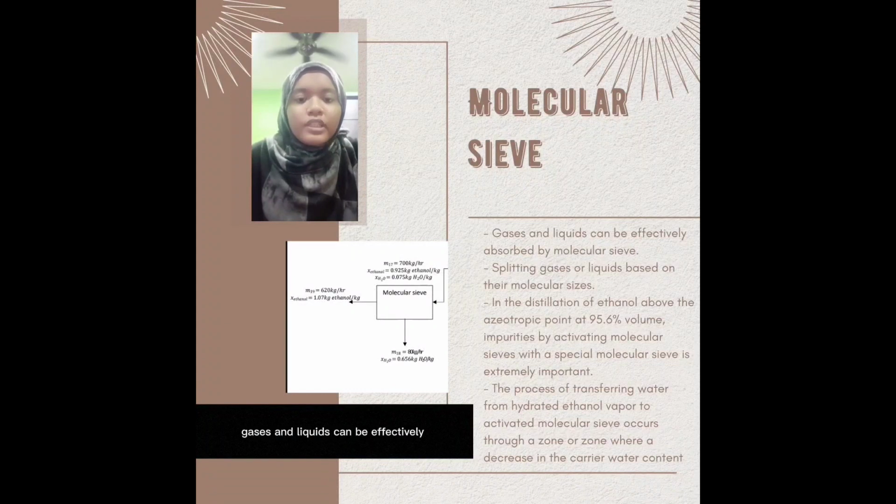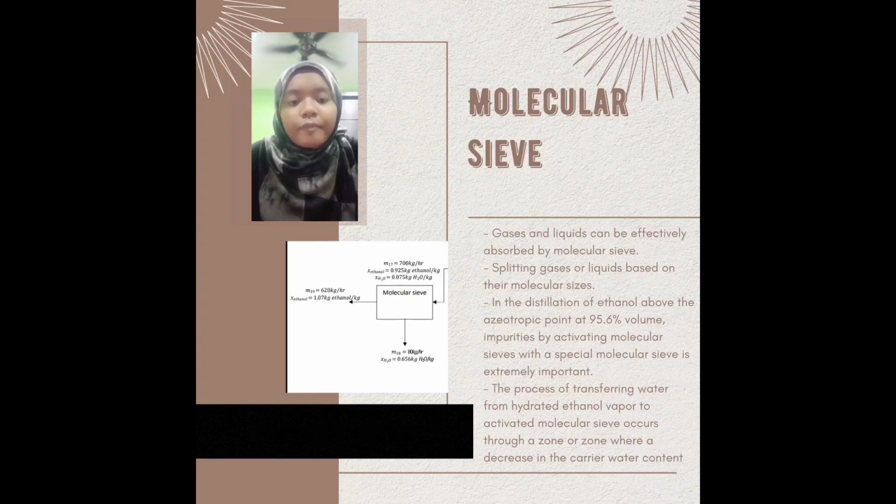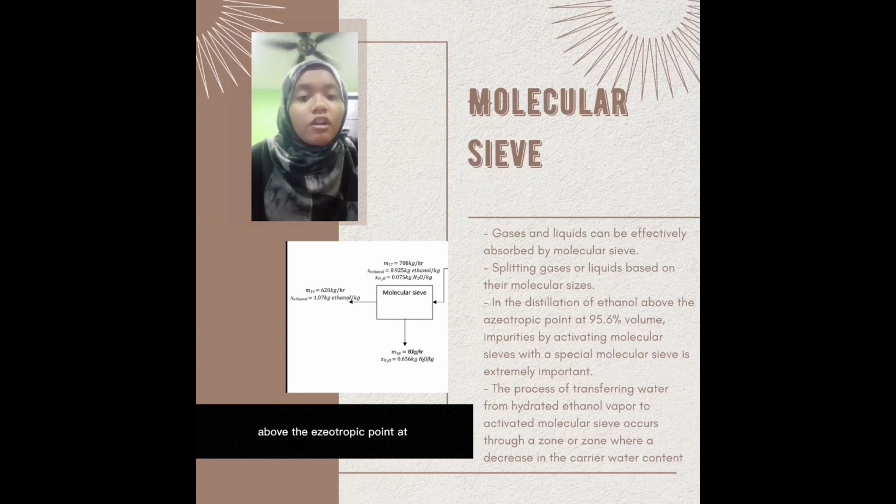Gases and liquids can be effectively adsorbed by molecular sieve. Many systems can greatly reduce undesirable gas or liquid impurities by activating molecular sieve with a special structure. It is also capable of splitting gases or liquids based on their molecular size. In the distillation of ethanol above the azeotropic point at 95.6% volume, molecular sieve is extremely important.